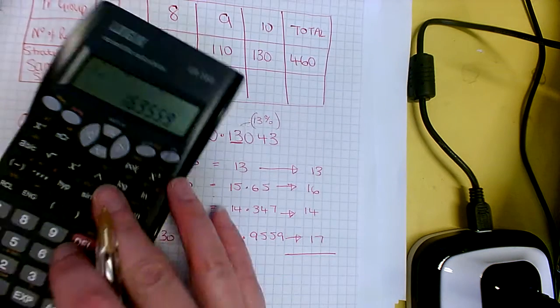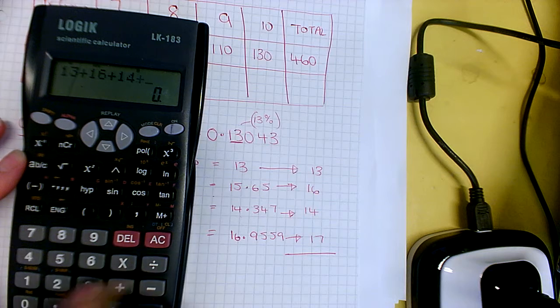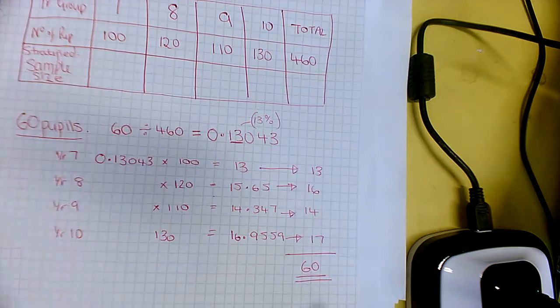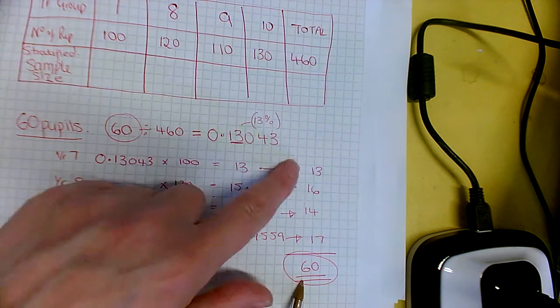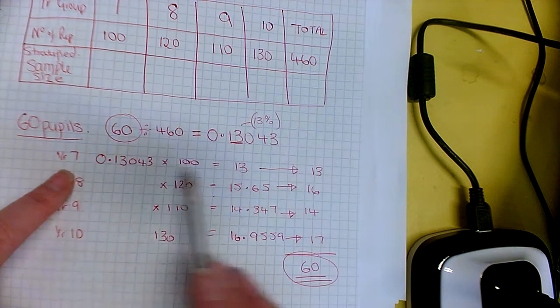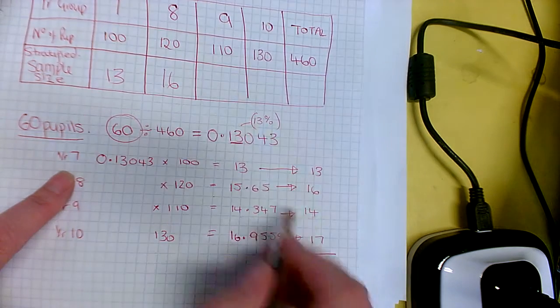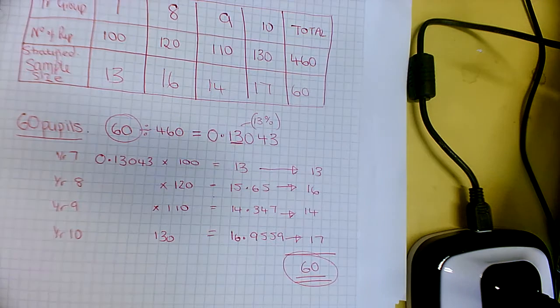I now need to add this little lot up. So I've got 13 plus 16 plus 14 plus 17. That gives me 60, which is good because that was the sample size that I originally wanted, and that's how I'm going to allocate my students. So my stratified sample size would be 13, 16, 14 and 17, and that comes to 60.